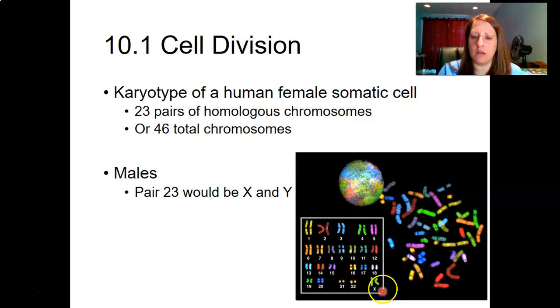So if this were a male, these two chromosomes here would actually be different sizes because the X and the Y are different sizes. The Y is a little bit shorter. Now, if you take a look at these homologous pairs, notice each pair, if you look at the two chromosomes of the pair, they're the same size, the same length. They've been dyed the same color.